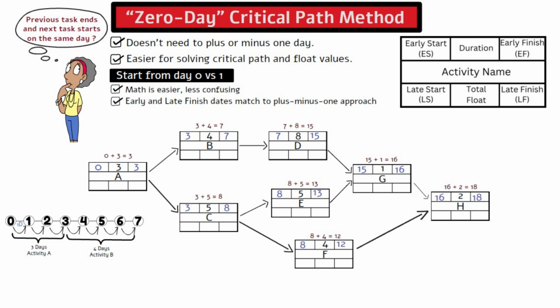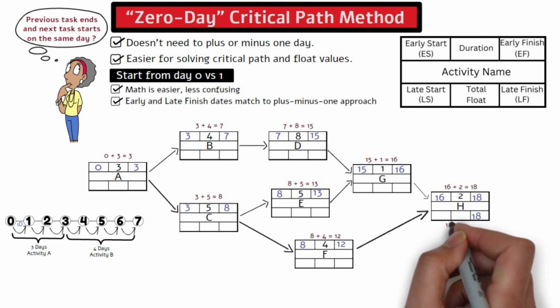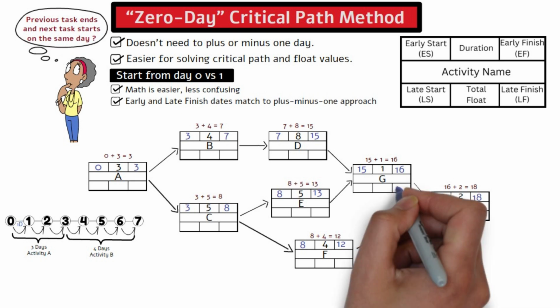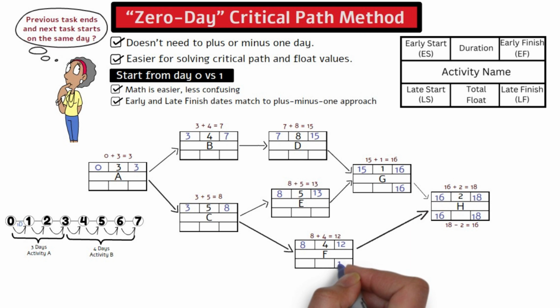Doing the backward path is easy with simple subtraction, starting from activity H. First, let's carry over 18, the early finish, to late finish. The late start is 18 minus 2 equals 16. Then copy 16 to the late finish for activities G and F.